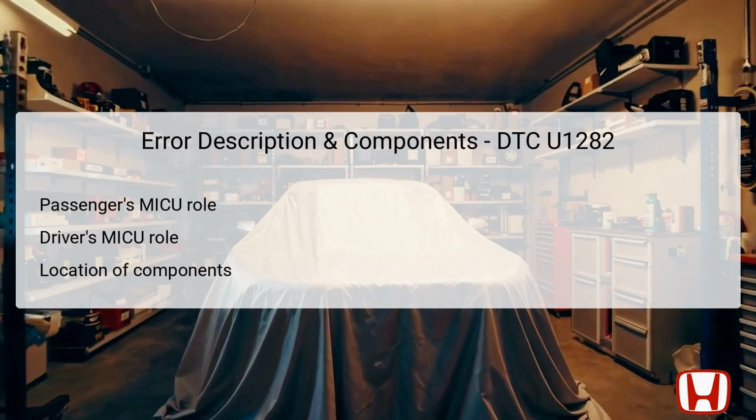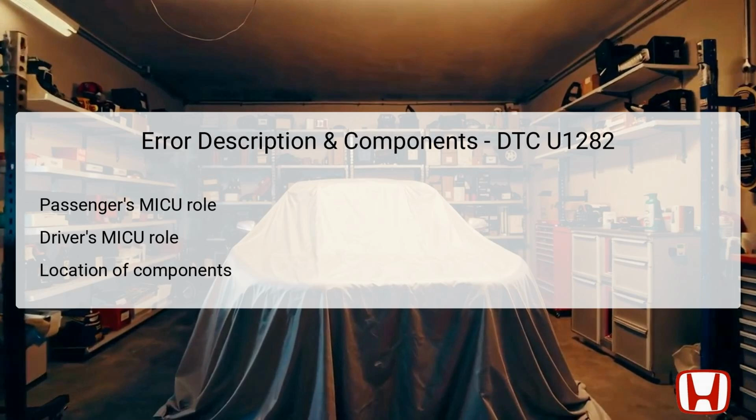In the context of DTC U1282, the passenger's MICU primarily serves as a communication hub for various electrical systems in the passenger compartment, managing features such as lighting and door lock operations. The driver's MICU performs similar functions on the other side of the vehicle, but also interfaces more directly with critical driving controls, like the ignition and windshield wipers. Both units communicate over a body control area network, BCAN, facilitating data exchange to coordinate operations.